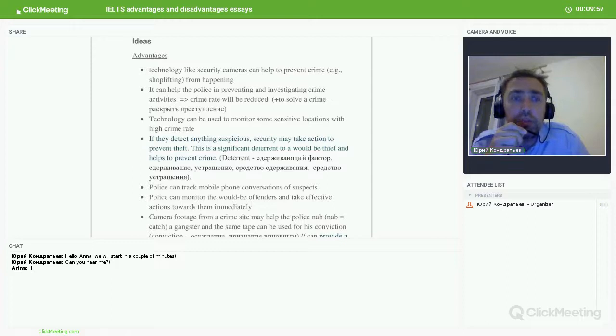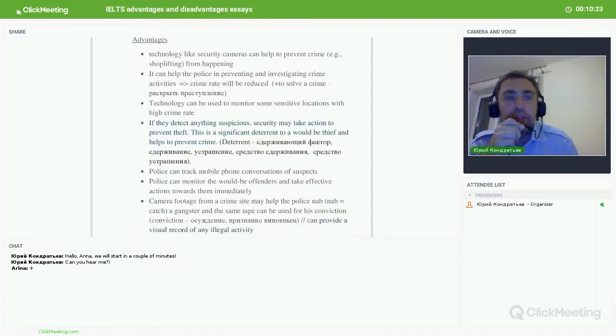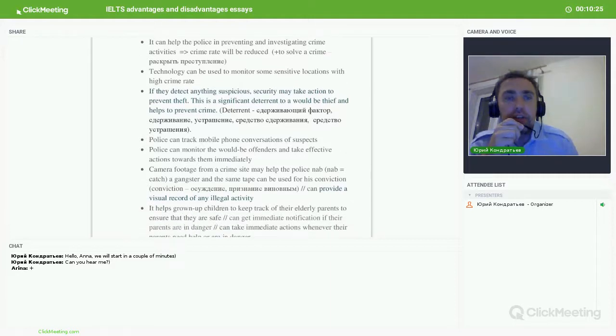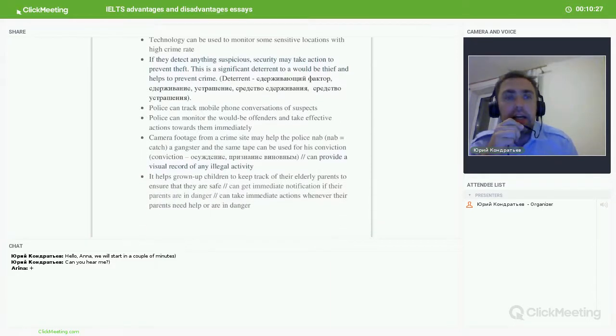Then, technology can be used to monitor some sensitive locations with a high crime rate, like big shopping malls, trading centers, and so on. If they detect anything suspicious, security may take action to prevent theft. This is a significant deterrent to a would-be thief and helps to prevent crime. Then police can track mobile phone conversations of suspects. Police can monitor the would-be offenders and take effective actions towards them immediately.